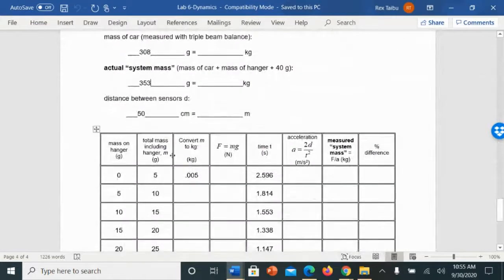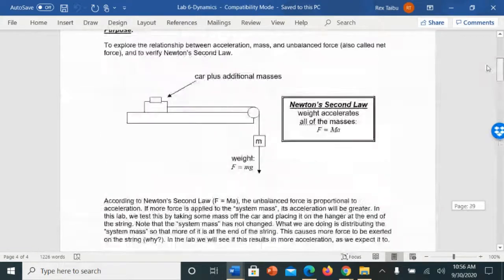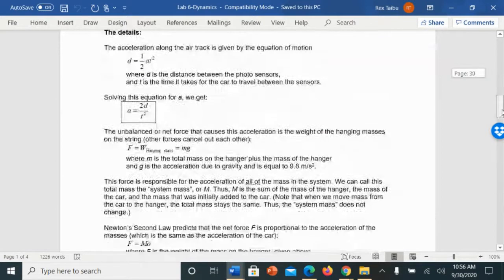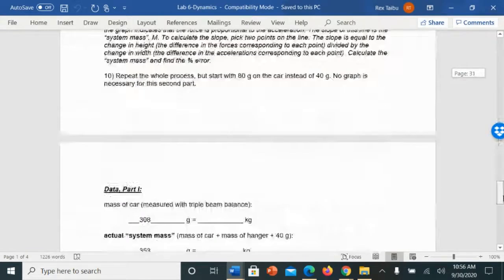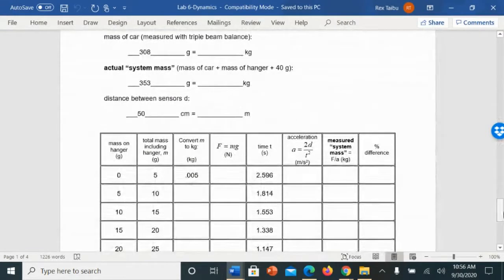You know the distance between the sensors is 50 centimeters. You have to convert that to meters, and here also convert to kilograms. So we are talking about this distance. It's not indicated here, but there is a gate here, another gate here. So the distance between the two gates, from here to somewhere here, is 50 centimeters. That's not indicated, but note that it's 50 centimeters.